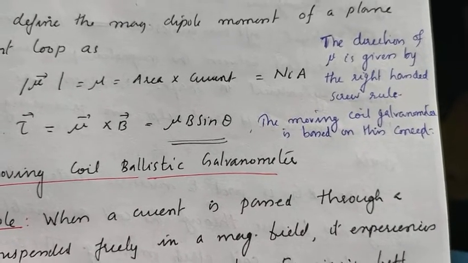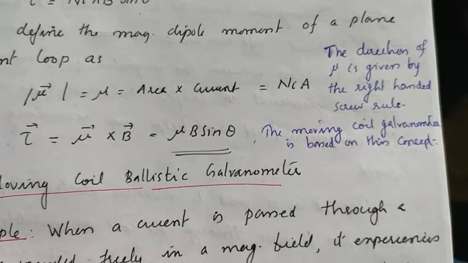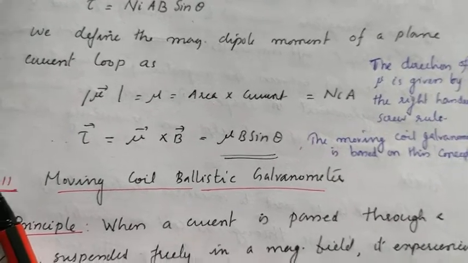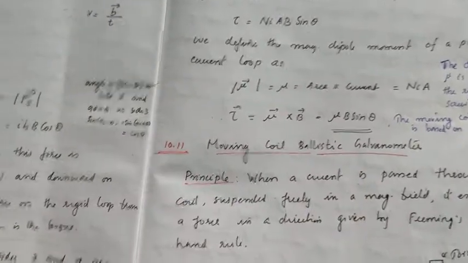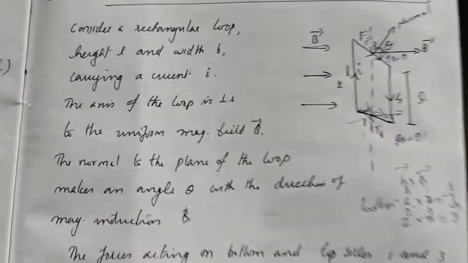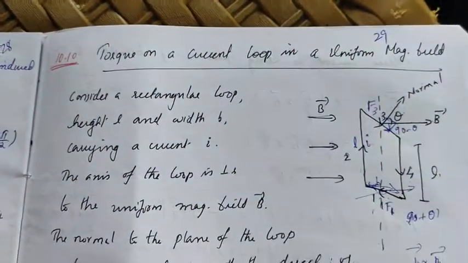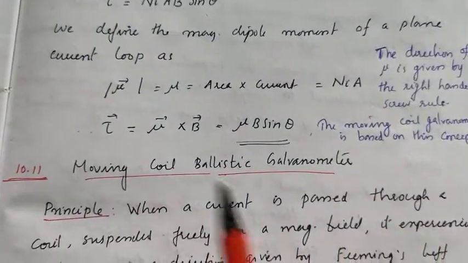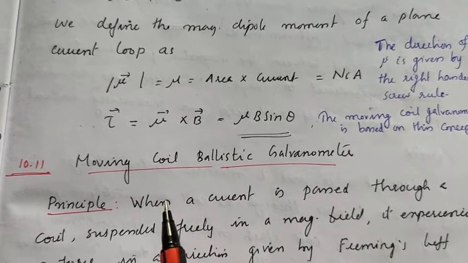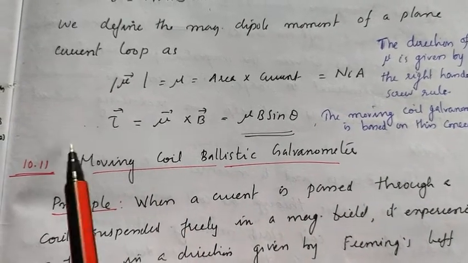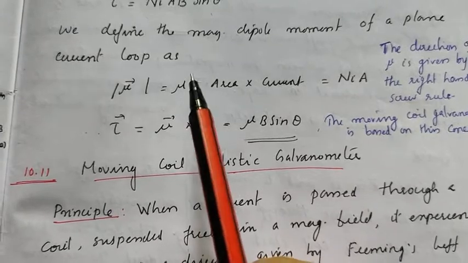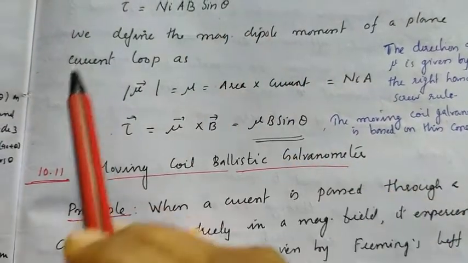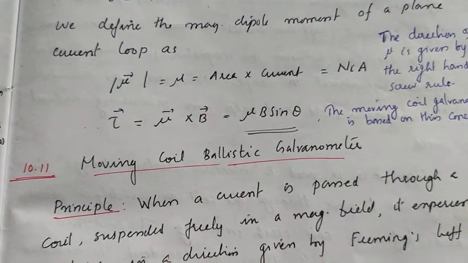The moving coil galvanometer is based on this concept. Okay, so this is about the torque acting on a current carrying loop in a uniform magnetic field. The moving coil ballistic galvanometer works on this principle, the torque acting on a current carrying loop. We will discuss it.